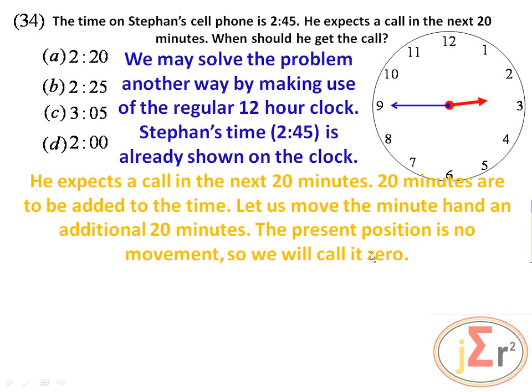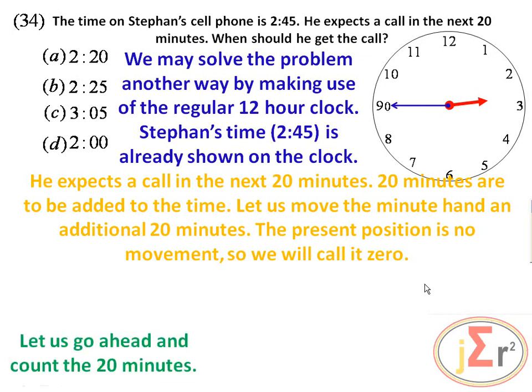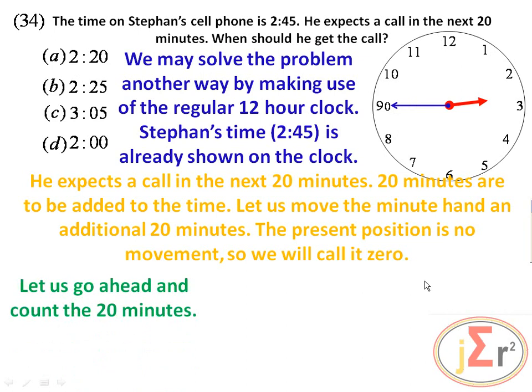So let us move the minute hand an additional 20 minutes. The present position is no movement, so we will call it 0. So right there, that is where he is. And if we are going to say 20 additional minutes, right here is no additional minute. So 0. Let us go ahead and count the 20 minutes.